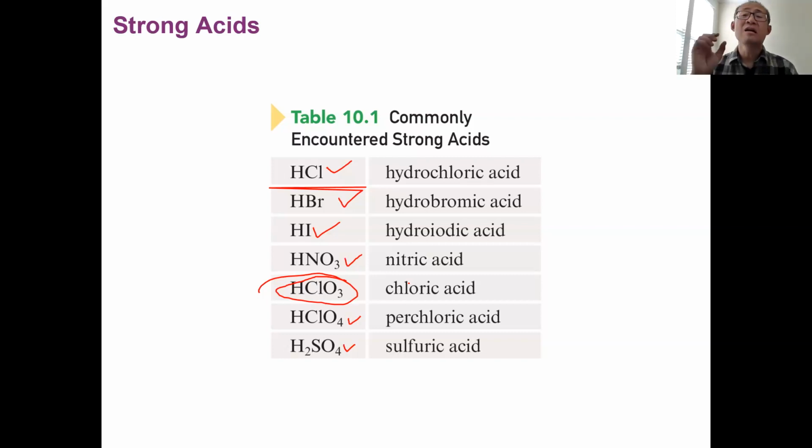Again, those acids, when they ionize to produce protons, ionize completely. There are no acid molecules left in the solution. Hydrochloric, hydrobromic, hydroiodic, nitric acid, perchloric acid HClO4, and H2SO4. And chloric acid, again, is listed in this book, so we assume that's a strong acid too. Among these 7 strong acids, if you want to know, perchloric acid is the strongest.